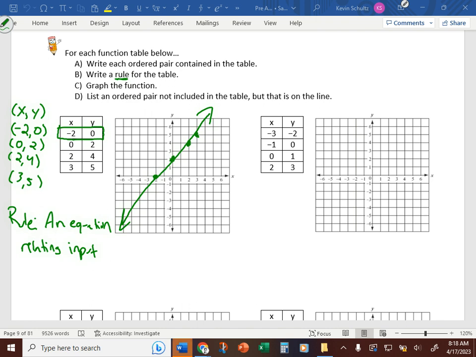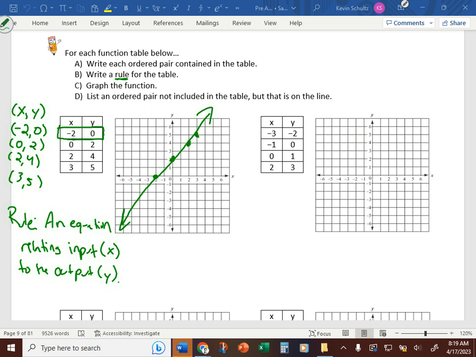Back to our first objective of the unit. X value, relating the input, which is X, to the output, which will be Y. Okay? So a rule is an equation relating the input to the output. An equation that relates X to Y. So looking at this table here, how do we get from X to Y? Do you see any sort of relationship, any sort of pattern? -2 to 0, 0 to 2, 2 to 4, 3 to 5.